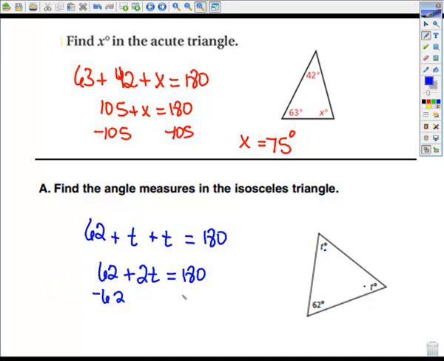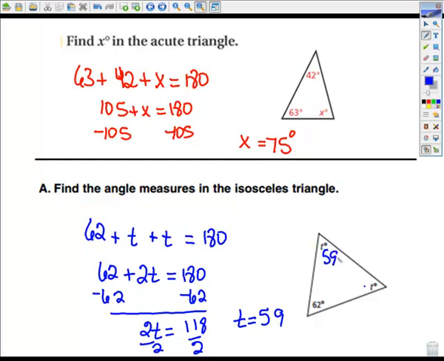So we will subtract the 62 from both sides, and we get 2t equals 118. 180 minus 62. Divide by the 2, and t equals 59. So each of these are 59 degrees. Oh my goodness. 59 degrees. And you could add them and just make sure that 59 plus 59 plus 62 add up to 180 degrees.